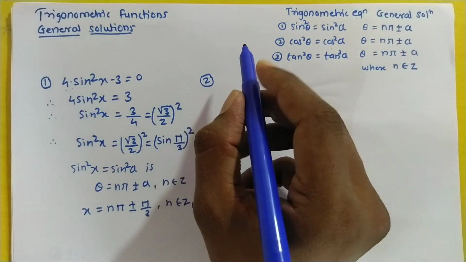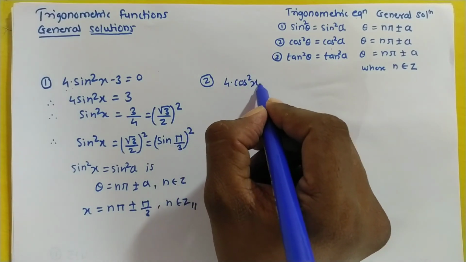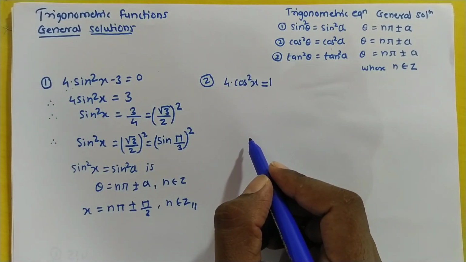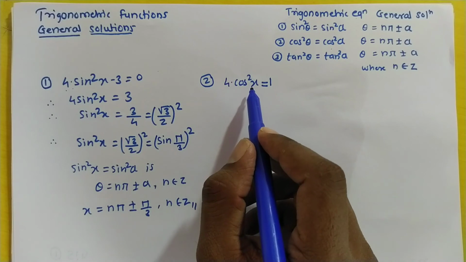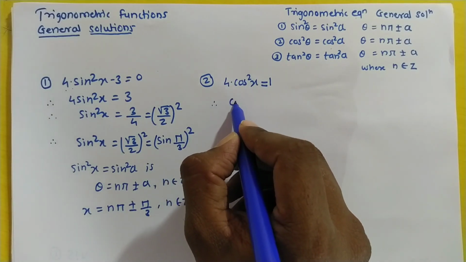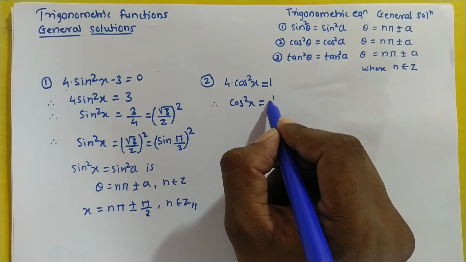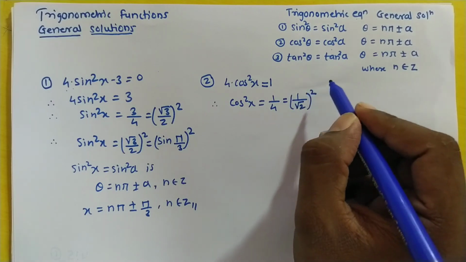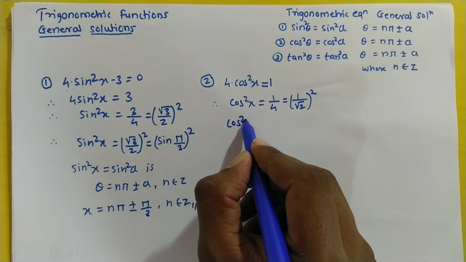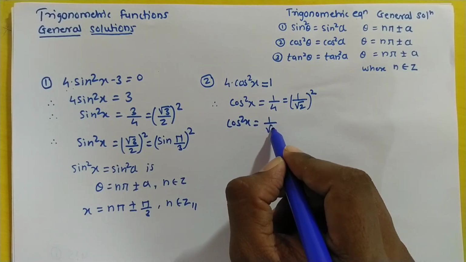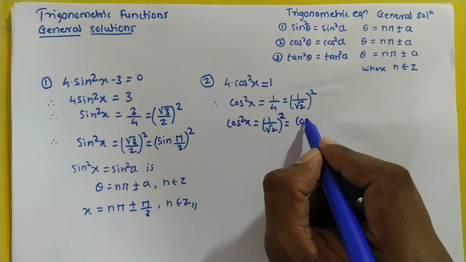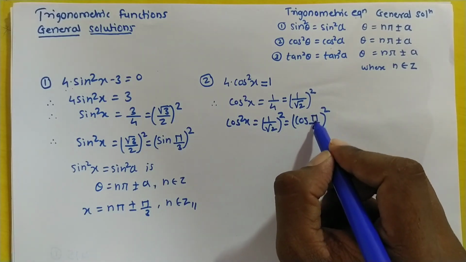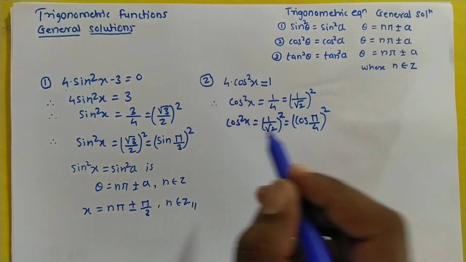So the next example is 4 cos square x equal to 1. So we have to find the general solution of this trigonometric equation. Therefore cos square x equal to 1 divided by 4, which is equal to (1 upon root 2) whole square. We know that cos square x equal to (1 upon root 2) whole square is equal to (cos pi by 4) whole square. So cos pi by 4 is equal to 1 upon root 2.